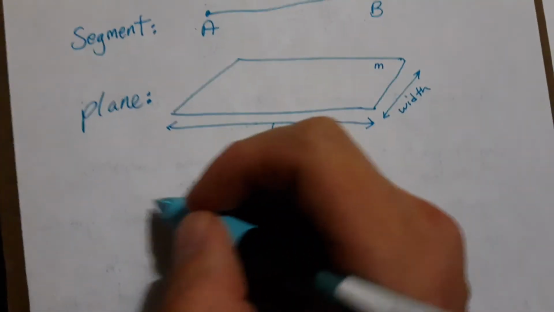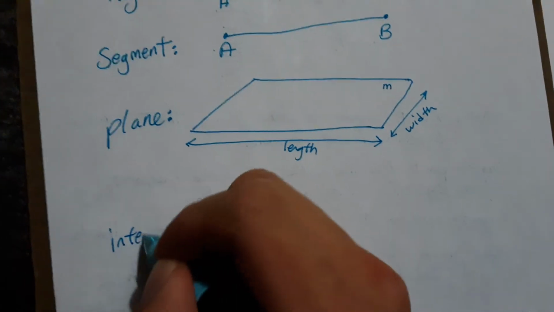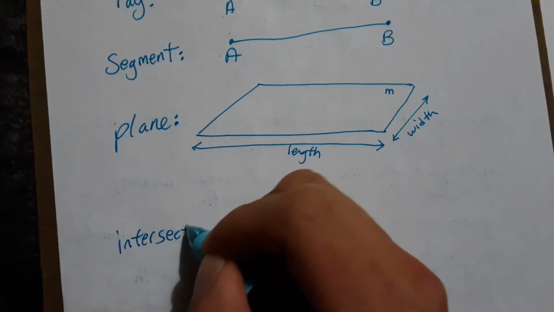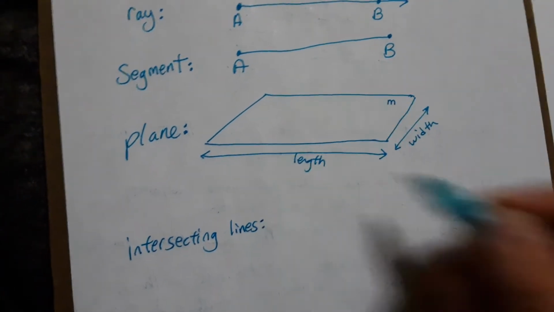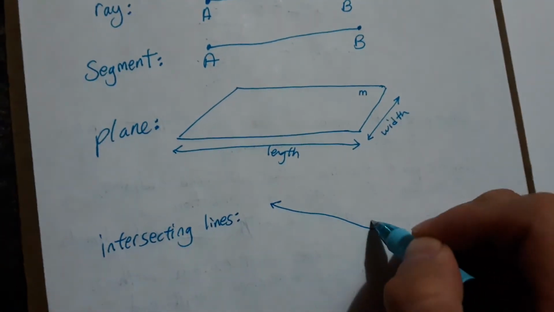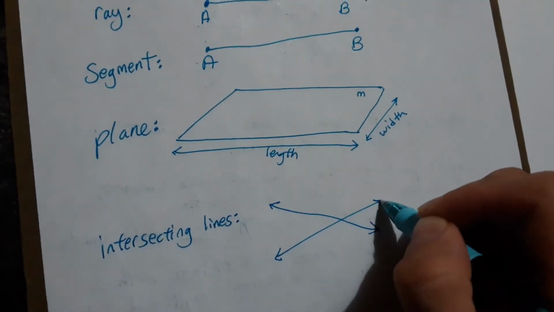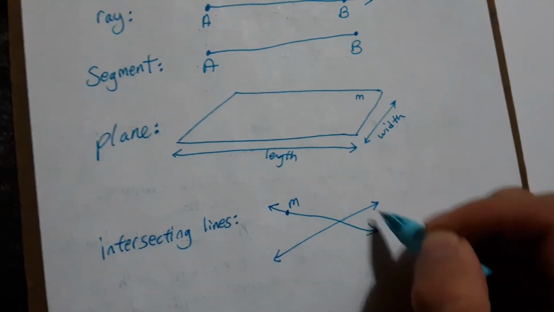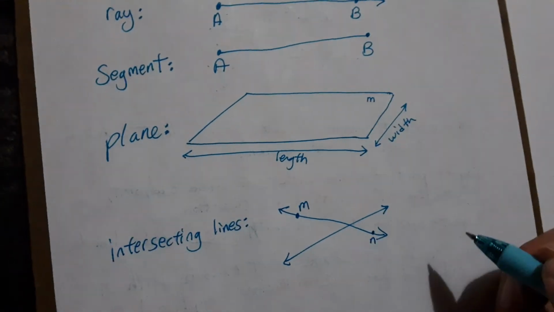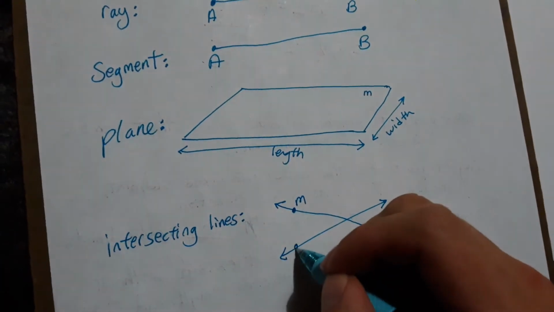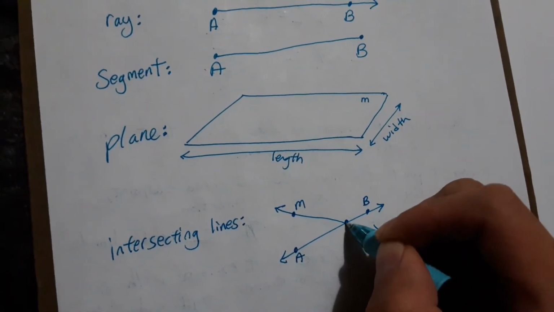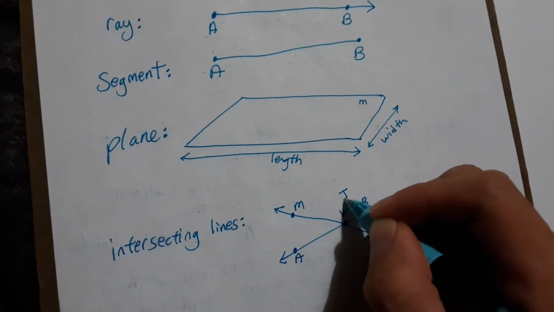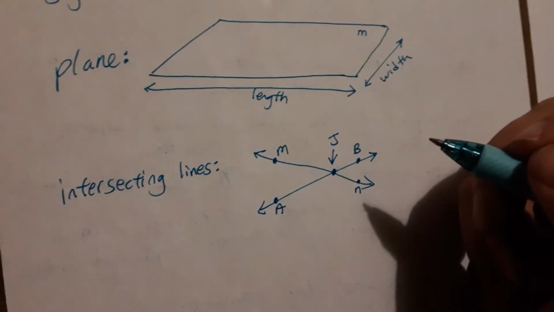2 lines that cross, okay, so intersecting lines. Looks something similar to this. So this is line MN, this is line AB. They intersect at point, we'll just call that point J, right?